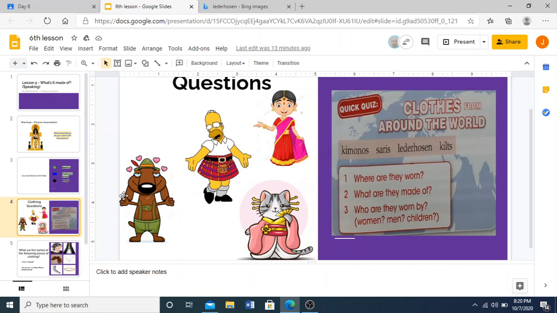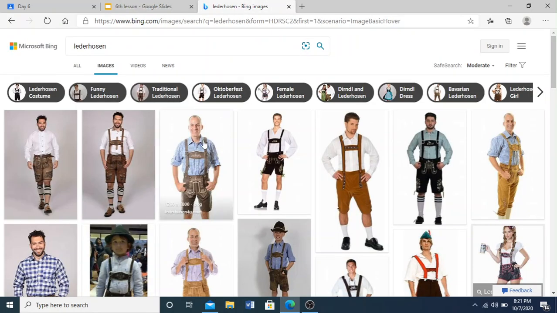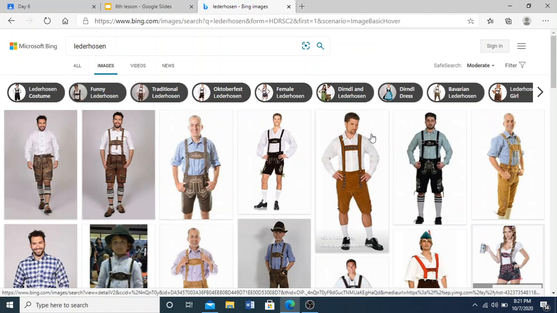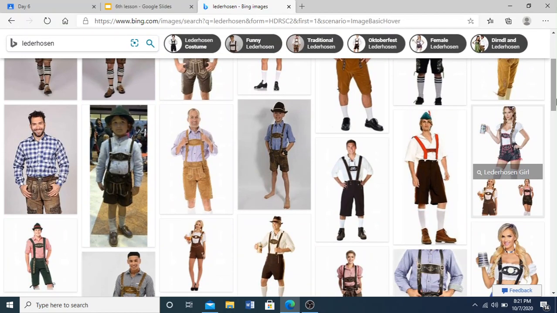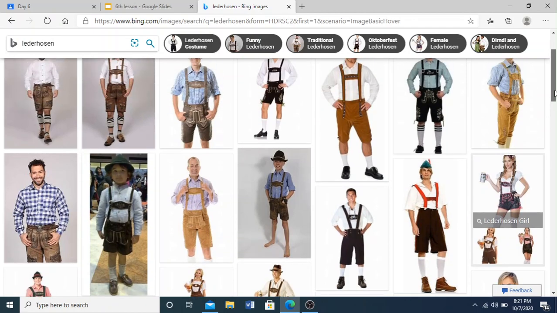Lederhosen. Now, this picture doesn't really represent the Lederhosen because it's worn by a puppet or a doll. I have a picture here. You can see it clearly where it is worn by people here. This is what the Lederhosen looks like. It is the upper part of this dress attached to the lower part. Originally it is made of leather. As you can see here, it's worn by different people: men, women, boys, and girls. So this is what the actual Lederhosen looks like.